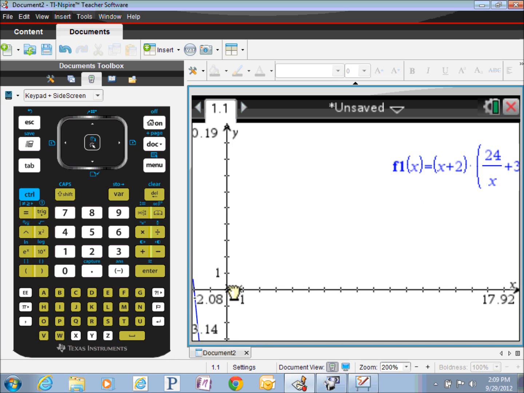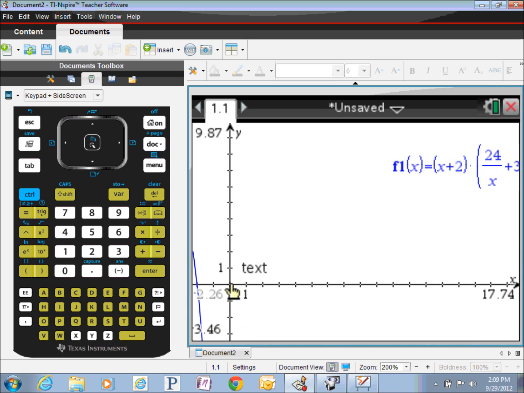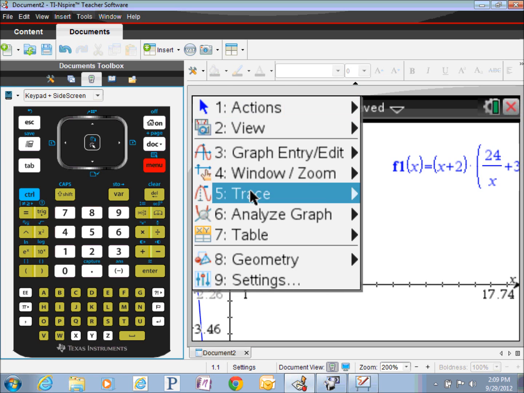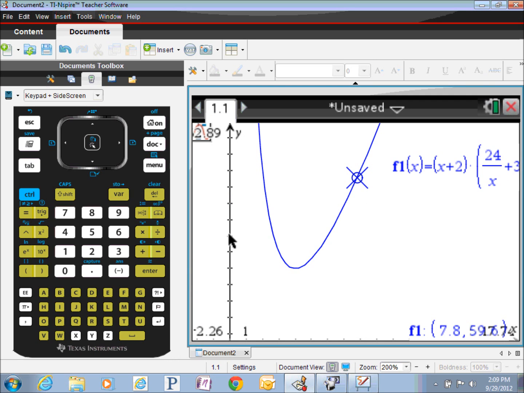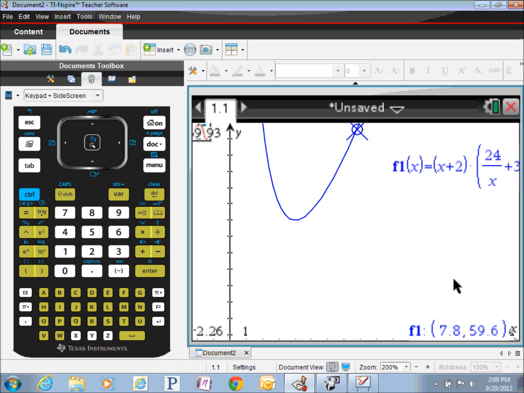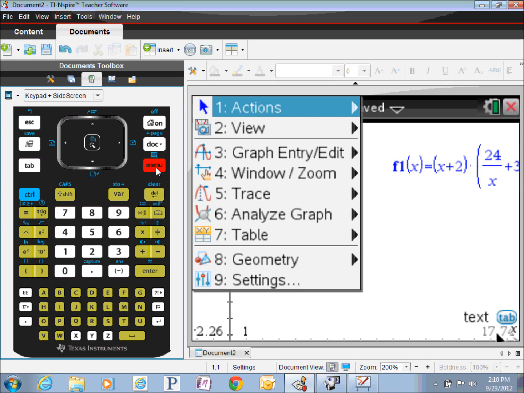So what are we going to find? Here would be a quick suggestion that I would have. Let's do a quick menu and a graph trace maybe. Let's do a graph trace and see, oh look, there's my graph. When you look at these values, when x equals 7.8, my y value is 59.6, so no wonder I couldn't see it. It's up pretty high. So let's get out of that graph trace.